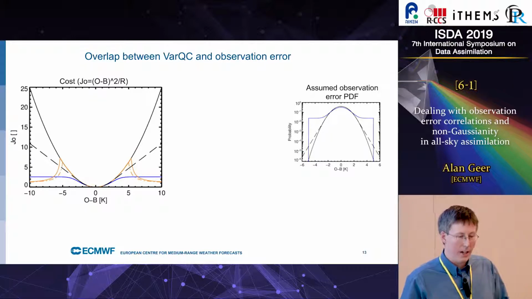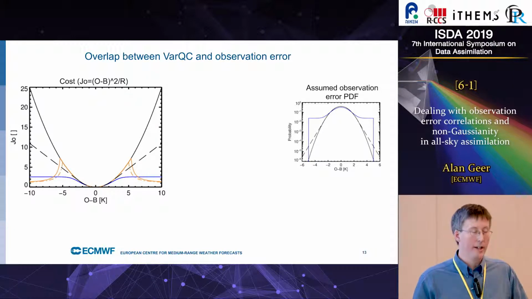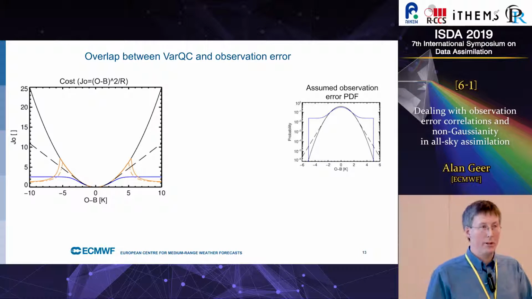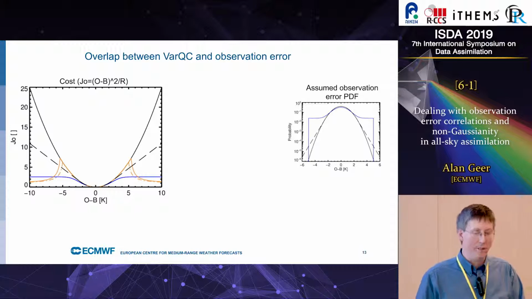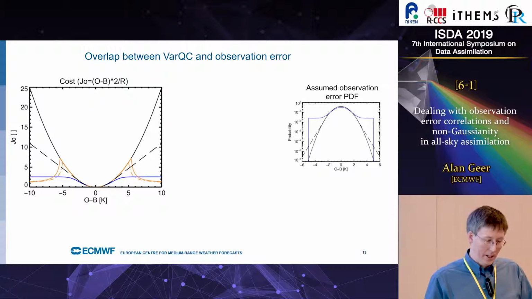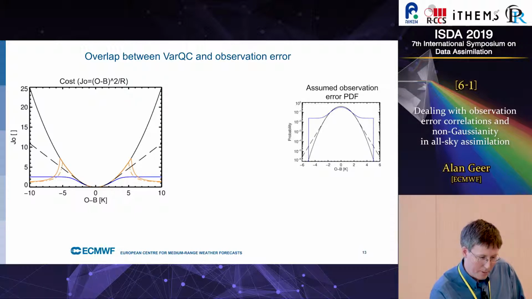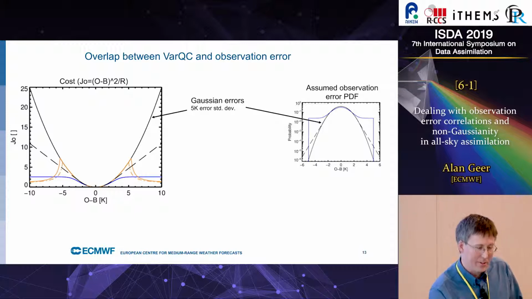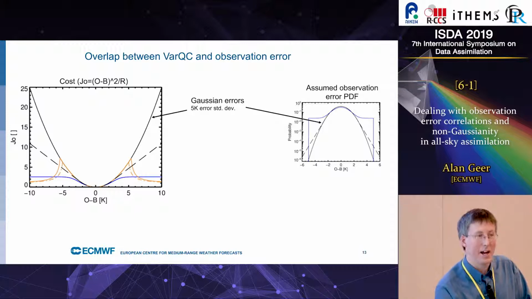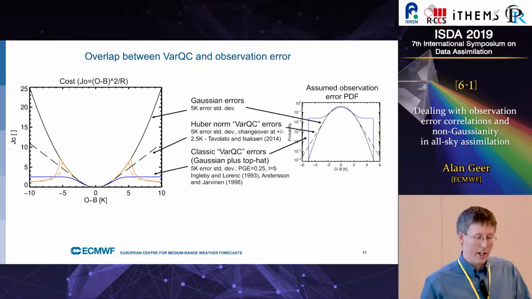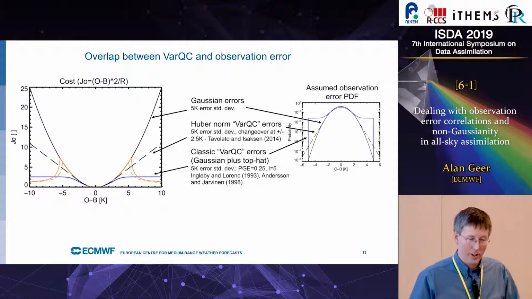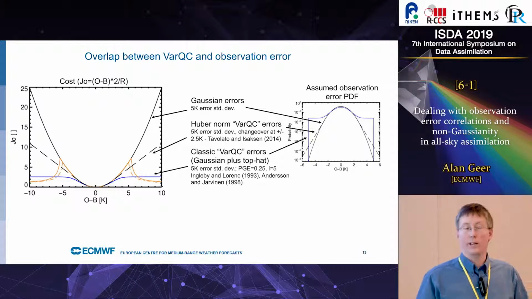One last thing is the fact that we're doing var QC. It's worth just pointing out that it may be called QC, but that's really just a change in the shape of the error PDF, and that goes non-Gaussian. So just to quickly step through this, we've got the Gaussian cost function on the left and the Gaussian error model on the right. That's the solid black line. But then you can do var QC with either a Huber norm or the classic top hat plus Gaussian model. And that's what we use for all-sky assimilation.